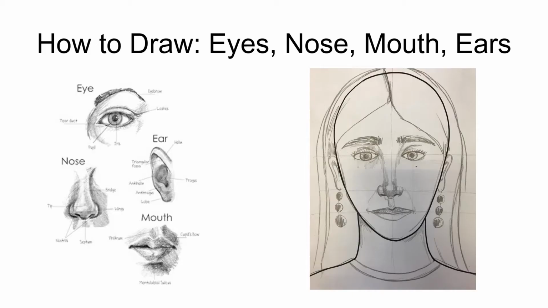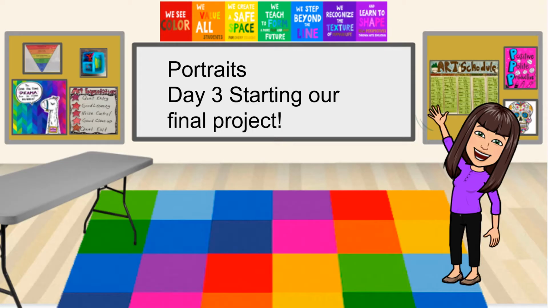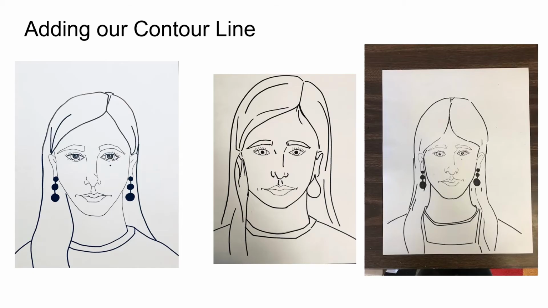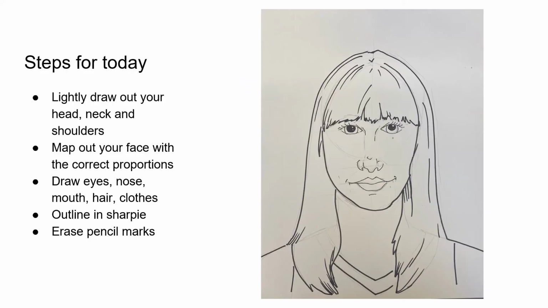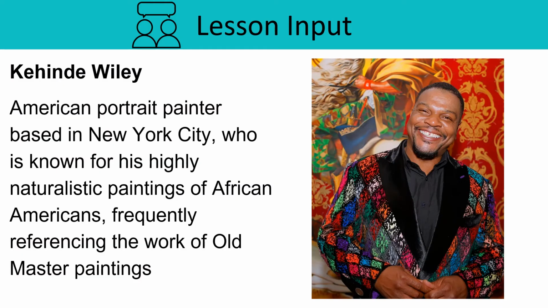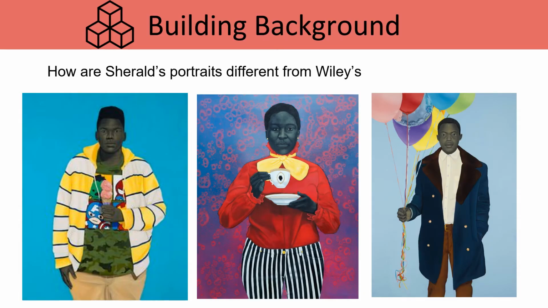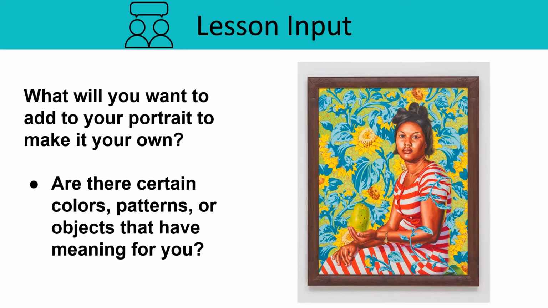We will then learn how to draw eyes, ears, nose, and mouth, and hair, and again have practice days to learn those skills. The students will then start their final project, applying what they learned using contour line. And lastly, for the background, we will continue to look at Kehinde Wiley and Amy Sherald. We'll use these artists to inspire our backgrounds, looking at how they are brightly colored and patterned.